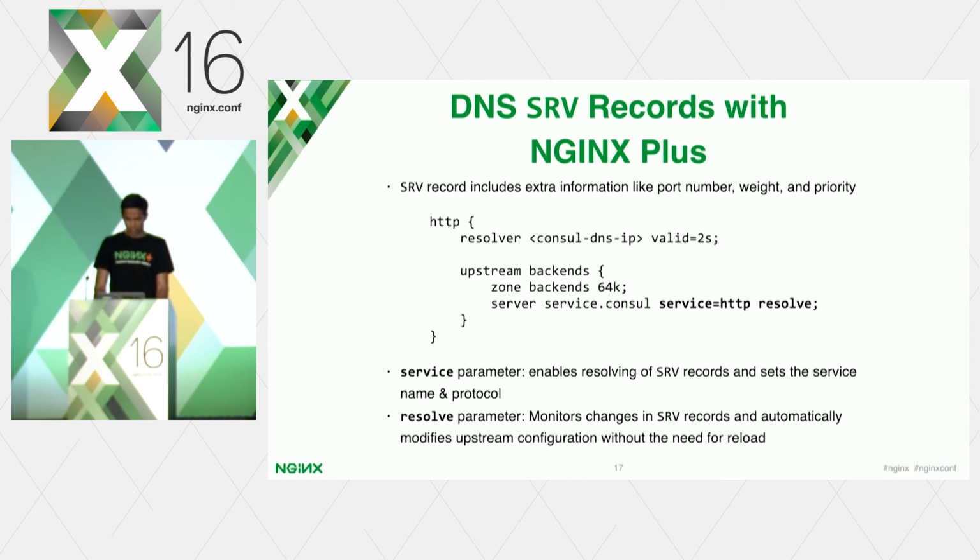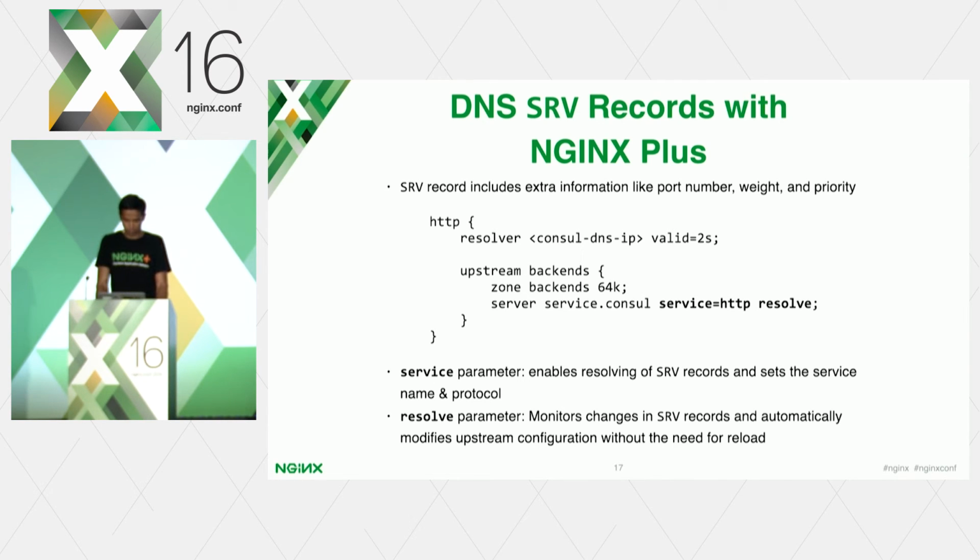So as you can see here, there's an HTTP block. Within the HTTP block, there's a resolver directive pointing to Consul's DNS interface with a valid parameter of 2 seconds, telling NGINX Plus to query Consul every 2 seconds and ignore the TTL in the DNS response.